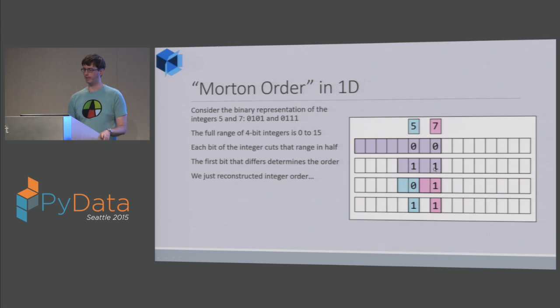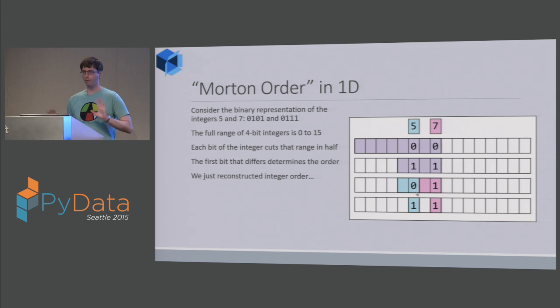We cut our space in half, and then we do it again, and now we see a different bit. 5 has a 0, 7 has a 1. And that's the bit that determines the order. Now we've ordered 5 before 7 because we saw that bit.